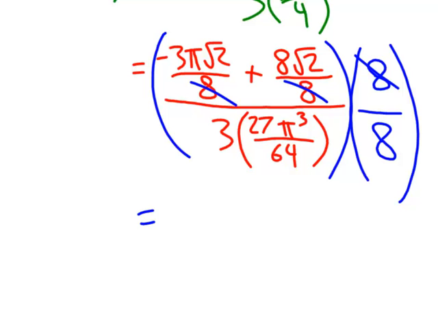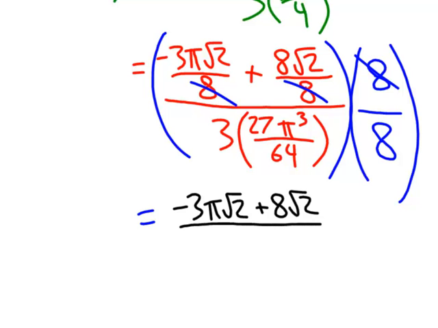Okay, where are we at? What we have up top is negative 3 pi root 2 plus 8 root 2. And that is all over this denominator. And let's see what I can do with that. Notice that this 8 will divide this 64 and give me an 8 down there. So 3 times 27 will give me 81 pi cubed. And that's all over 8.